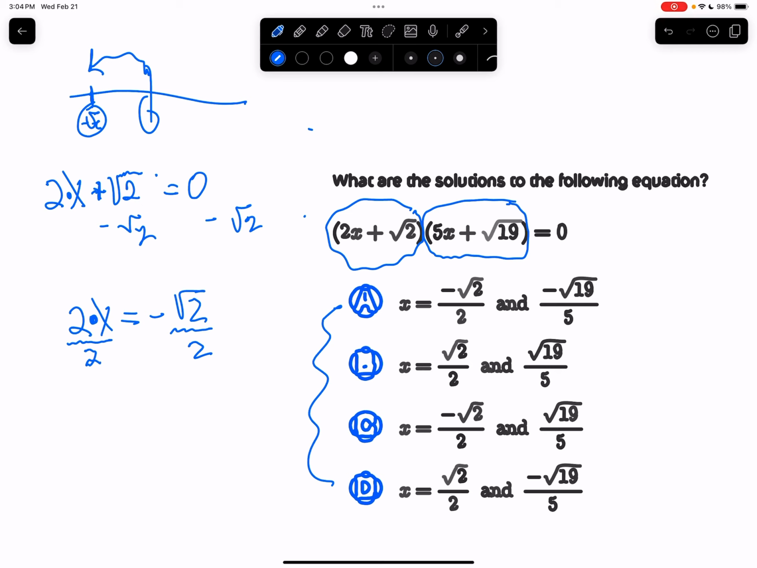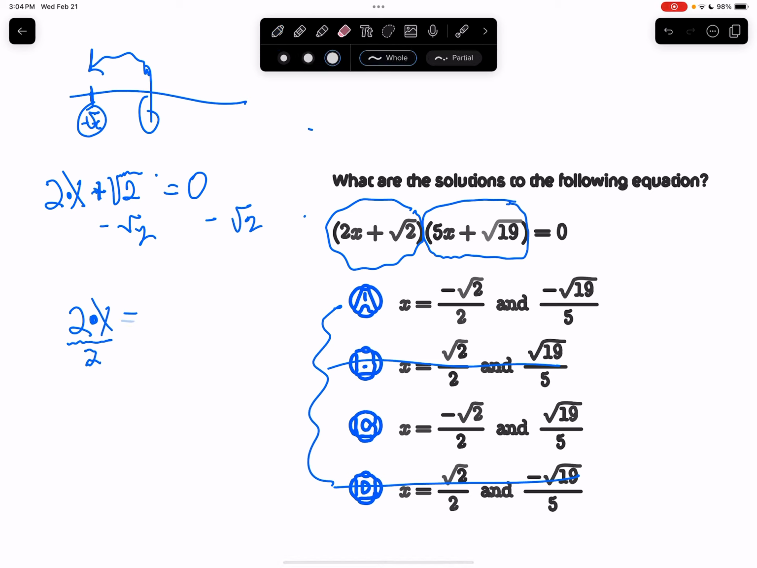So now you can do some fancy canceling. Which one doesn't have a negative square root of 2 over 2? That one. And that one. Those are gone. So your answer is definitely A or C.